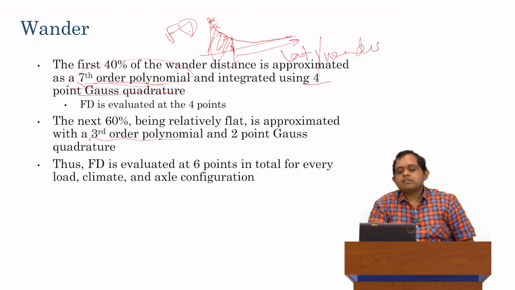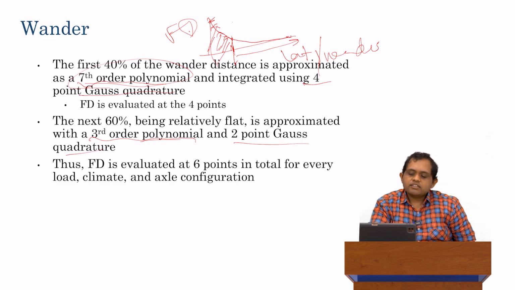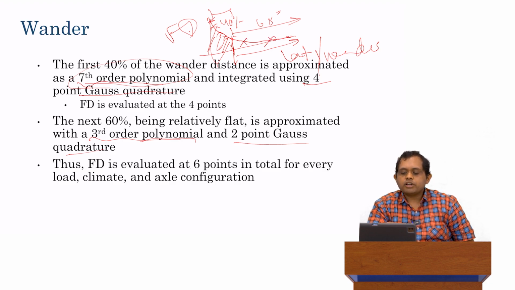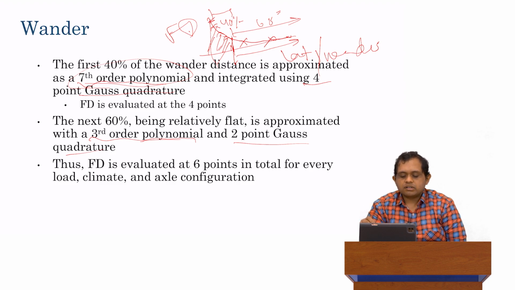Again, without going into details, a 3rd order polynomial, which is a cubic polynomial, can be exactly evaluated, not even approximated, using 2-point Gauss quadrature. So this is the first 40%. In the remaining 60%, we just evaluate the fatigue damage at these 2 points, and we get an extremely accurate estimate of what the area under this curve is.